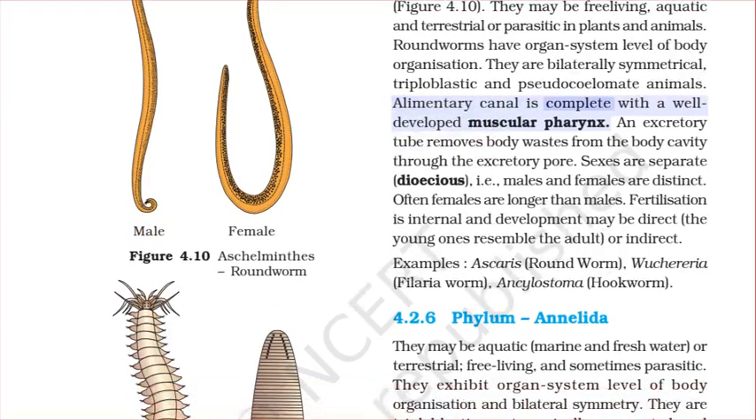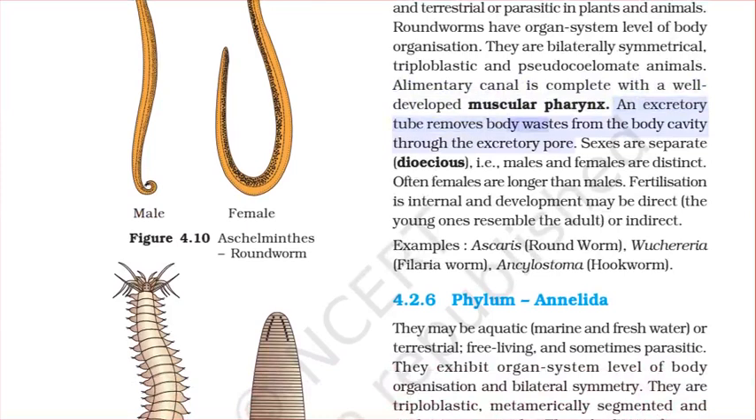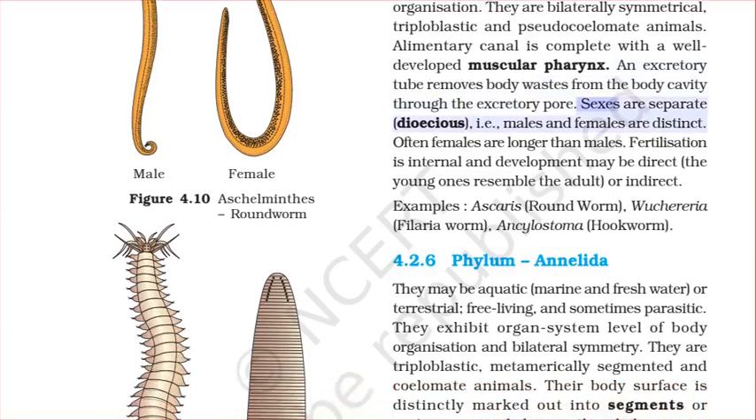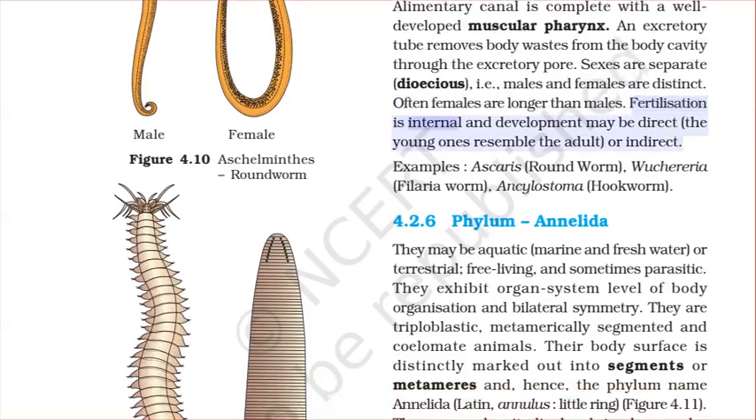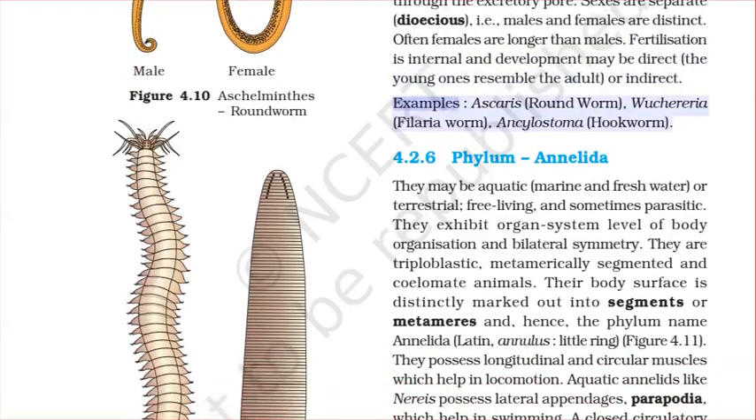Alimentary canal is complete with a well-developed muscular pharynx. An excretory tube removes body waste from the body cavity through the excretory pore. Sexes are separate, dioecious, i.e., males and females are distinct. Often females are longer than males. Fertilization is internal and development may be direct (the young ones resemble the adult) or indirect. Examples: Ascaris (roundworm), Wuchereria (filaria worm), Ancylostoma (hookworm).